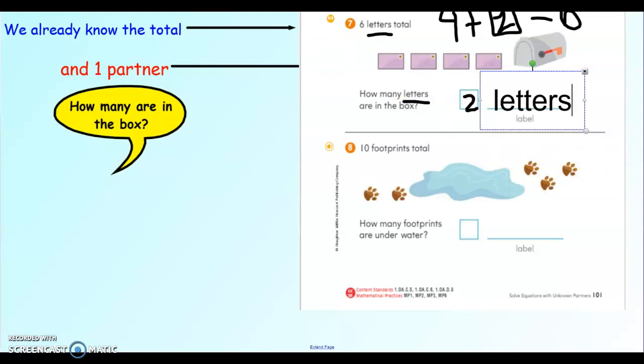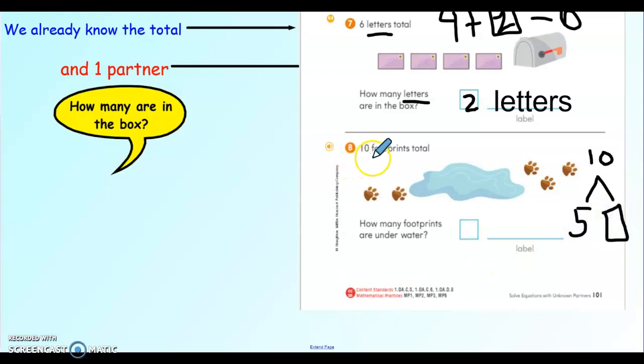Okay, so if your total is 10, I'll set it up for you. If your total is 10, and the footprints you can see, 1, 2, 3, 4, 5, that is one of your partners. So that's going to go here. What you have to figure out is the unknown, this part right here. And you also have to figure out the label. Okay? Double check the question.